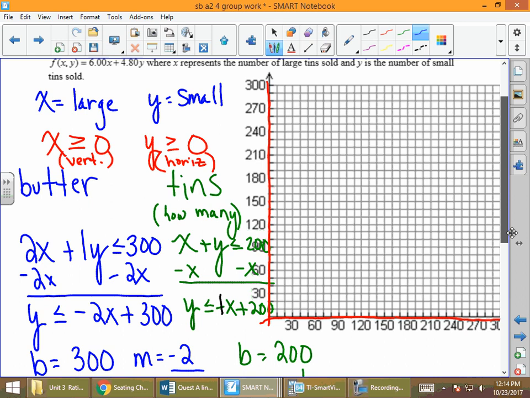Then we go to the blue line and we see that b equals 300, so way up here at the top of the graph. And then our slope is negative 2 over 1. I'm going to go all the way down to the x-axis, which means down 2, to the right 1, down 2, to the right 1, and so on. It's helpful if you have the ruler.